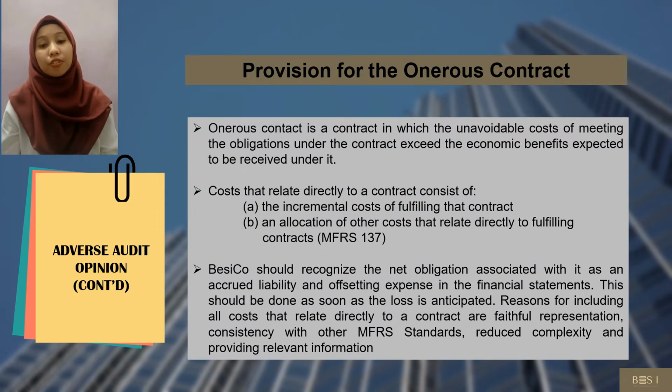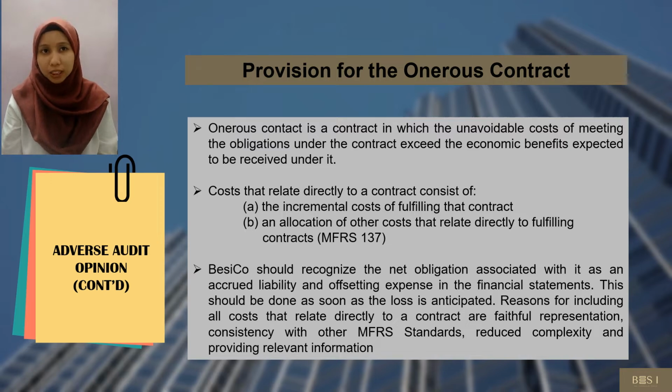The fifth audit query is about provision for the onerous contract. An onerous contract is a contract in which the unavoidable cost of meeting the obligation under the contract exceeds the economic benefit expected to be received under it. The costs that relate directly to a contract consist of, first, the incremental cost of fulfilling that contract, and second, an allocation of other costs that relate directly to fulfilling the contract, according to MFRS 137.